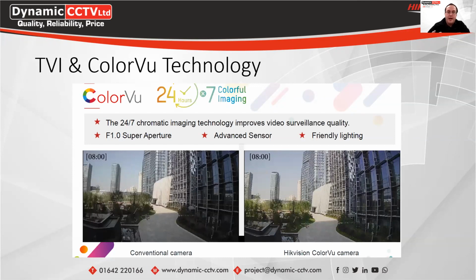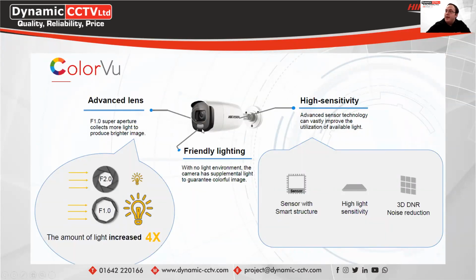And these are using an f1 stop aperture, so it gets in all the light that's needed to generate a colour image, even in low light scenarios. They also have a warm white LED to boost the light in the area if there isn't enough ambient light for it to stay in colour mode. So you can see on the bullet cameras, you have the warm white LED, which can be used to supplement light in the area.